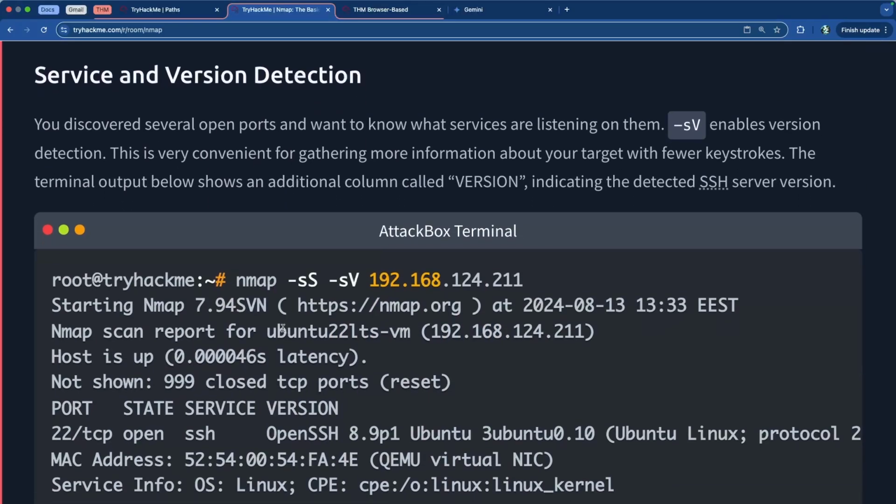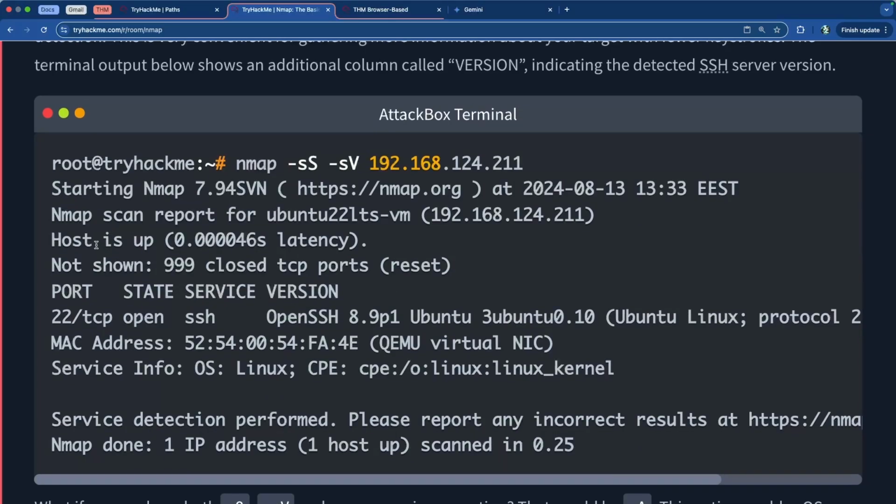If you wanted to do service and version detection, you can do lowercase s capital V for version. That's how I remember these things. And then that's what we could run over here. And then we can see host is up and the port itself is here. SSH is here. The version of SSH that's running is OpenSSH. And then it's giving you the MAC address still. And then service info is the OS is Linux, but it doesn't give you everything about the Linux kernel.